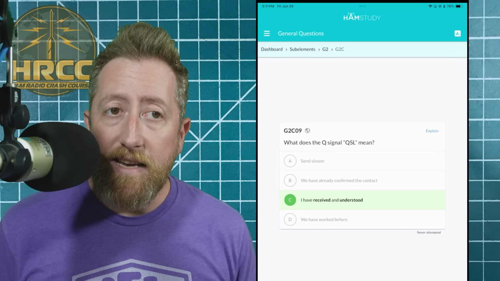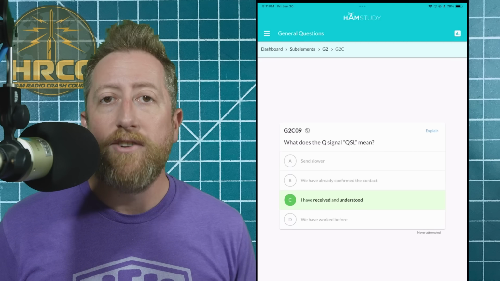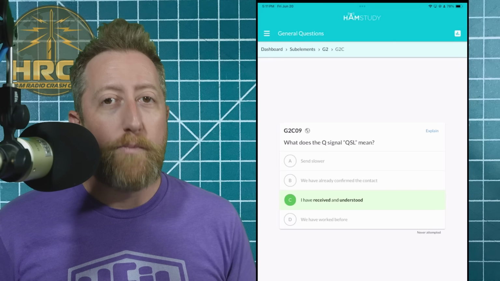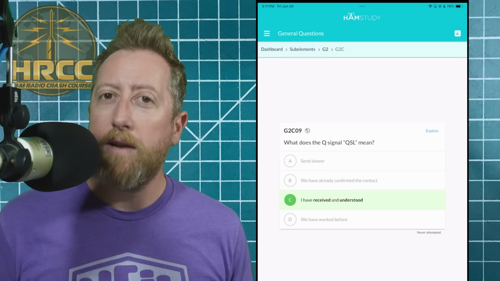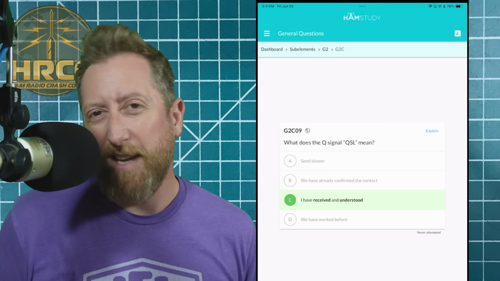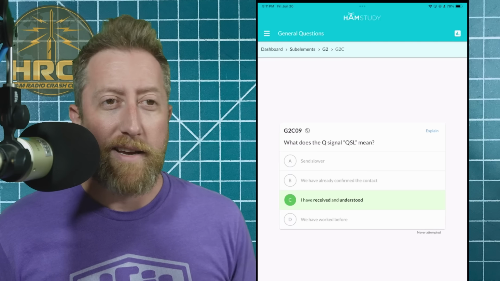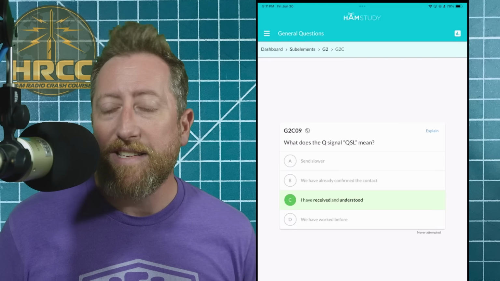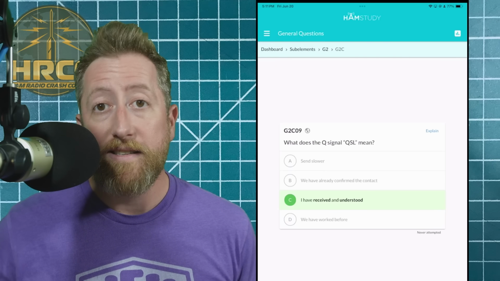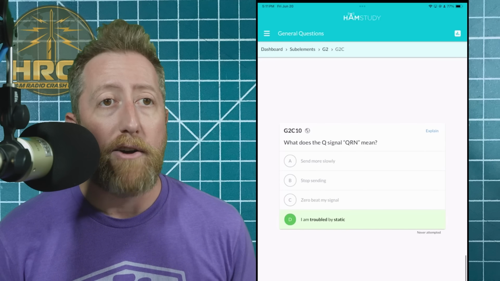And it is C, I have received and understood. You will hear that people are saying this a lot on POTA when they're sending their call sign or their signal report. They'll say QSL, and they'll say it kind of like a question, to imply that they're asking, did you receive my signal? And the response is, yes, I did. I heard what you're putting down.